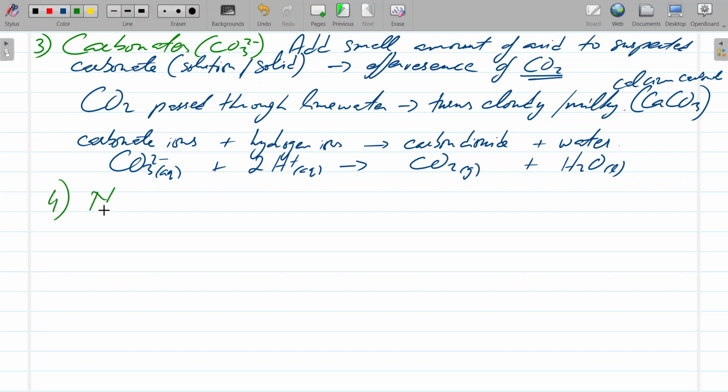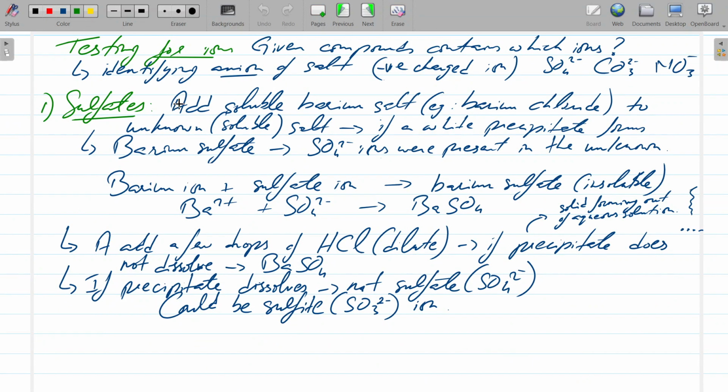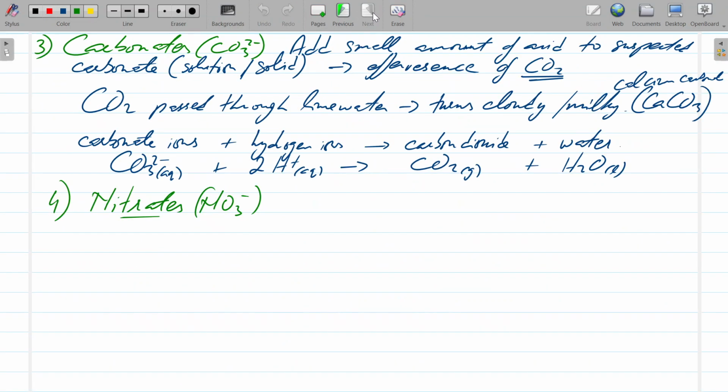Fourth, testing for nitrates. So as you can see, as you mentioned, these are all anions. These are all negative ions. The nitrate, NO3 minus, right? The CO3 2 minus, the chloride, bromide, and iodide, the sulfate, right? That's the SO4 2 minus. So these are all anions, all negatively charged ions. Okay, how are we testing for nitrates? You add aqueous sodium hydroxide to a nitrate solution.